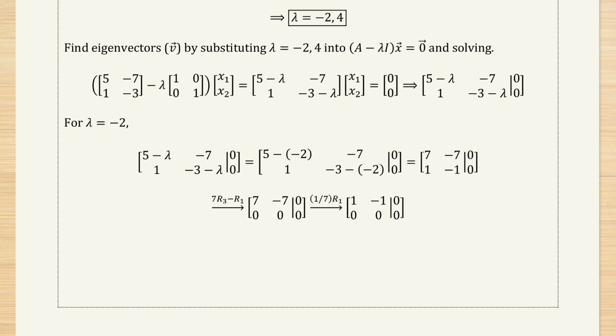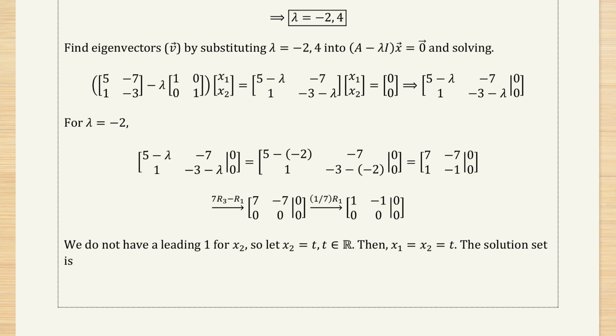We have now solved the system. Notice that on the coefficient side of this augmented matrix, we don't have a leading 1 for x2. So then x2 is going to be our parameter, let's call it t. And we solve for x1. x1 minus x2 equals 0.